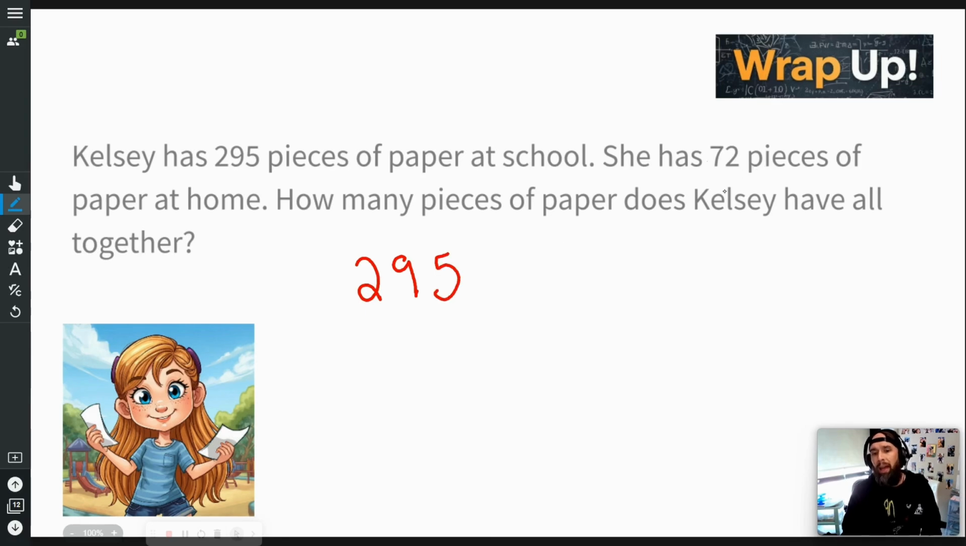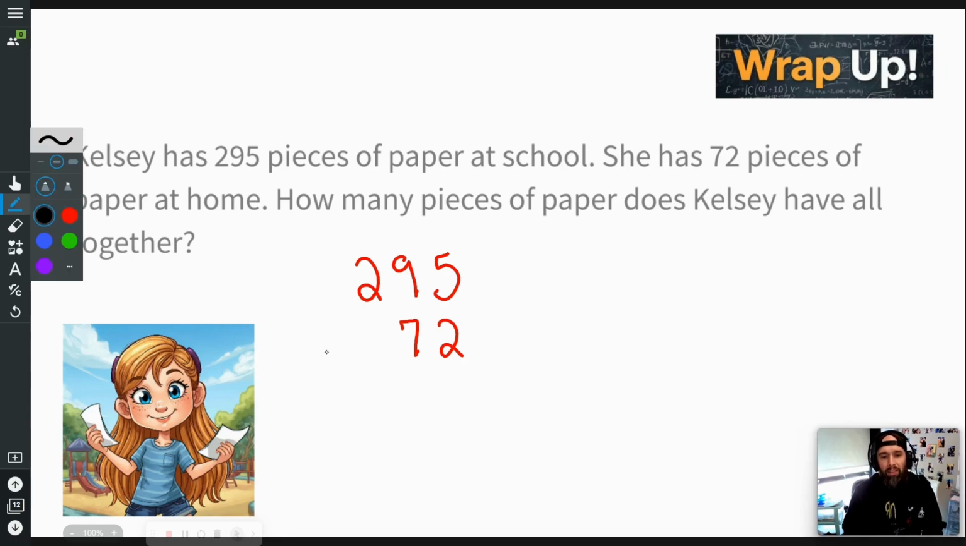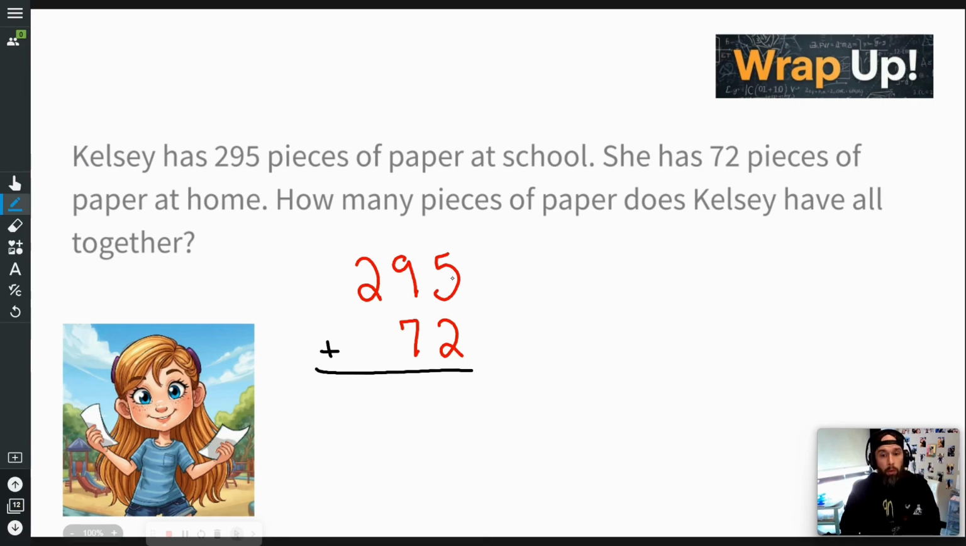295, we're going to add to that 72. Okay, so the 5 and the 2, those are the ones place value. The 7 and the 9 are in the tens, and then 2 is all alone in the hundreds. Let's add these guys up. All the way to the right. 5 plus 2 is 7. 9 plus 7 is 16. So write out your 6, carry the 1. 1 plus 2 is 3. 3 plus nothing is 3. So we get 367.